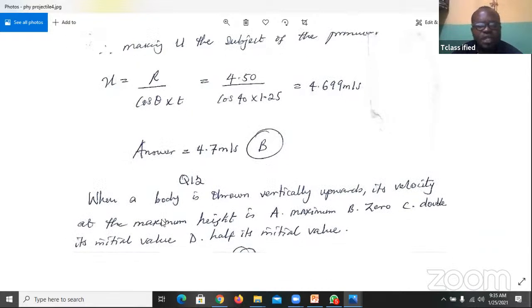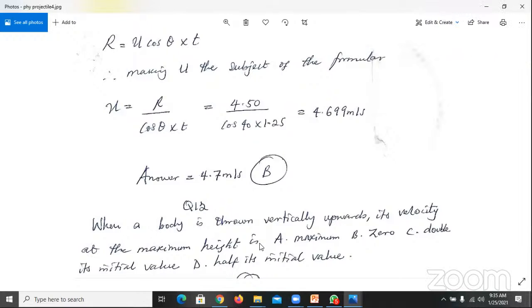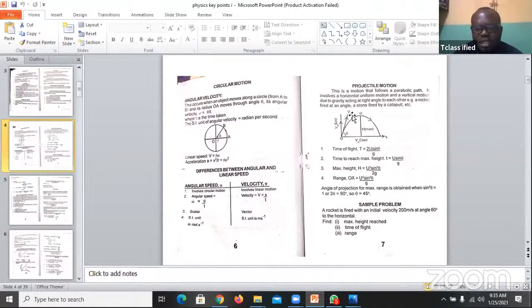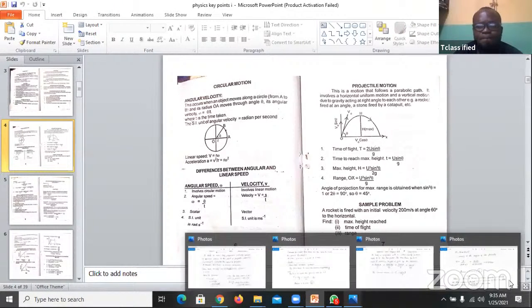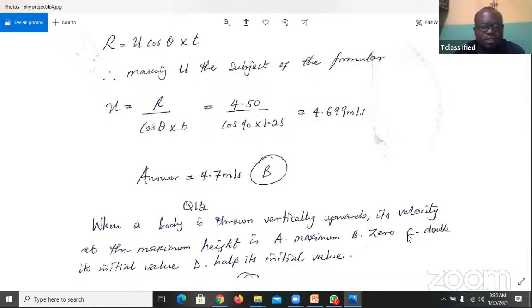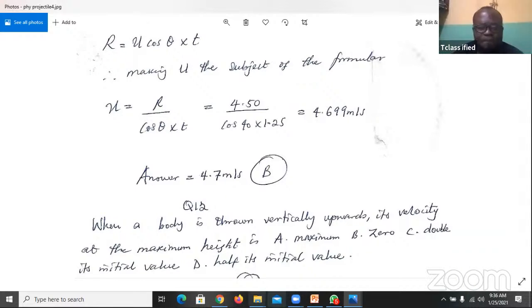So this question says, when a body is thrown vertically upwards, its velocity at the maximum height is what? I told you that when you throw a body upwards, the velocity at the maximum height is normally equal to 0. Is that what I told you before? Okay, so you have option A, maximum, option B, 0, option C, double its initial velocity, option D, half of its initial velocity. So the answer should be B, which is 0.